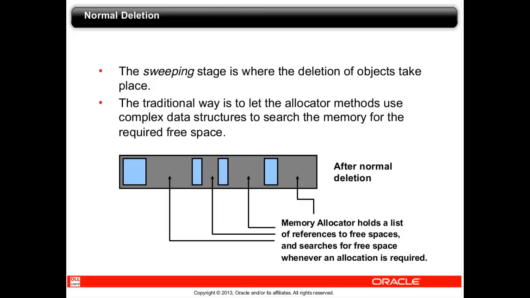So then after we've identified which objects are no longer referenced, we have to go through and delete them, or in a sweeping stage of some sort, get rid of them. This particular picture shows that we've gone through and deleted all the objects, and then we have pointers to where our free spaces are in memory. So if we want to allocate new objects, we have a data structure that points to where we can put them. Now this is one way of doing that.